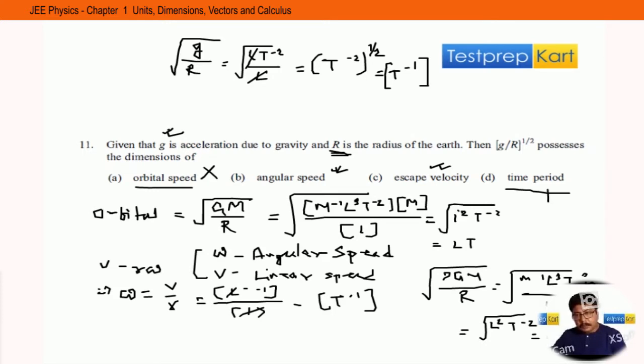And the dimension of the time period is t, not t to the power negative 1. So it is cancelled, it is also cancelled. So it is angular speed. From this formula you can get angular speed. You can also write it as root over g by r. I hope this much is very clear to you.